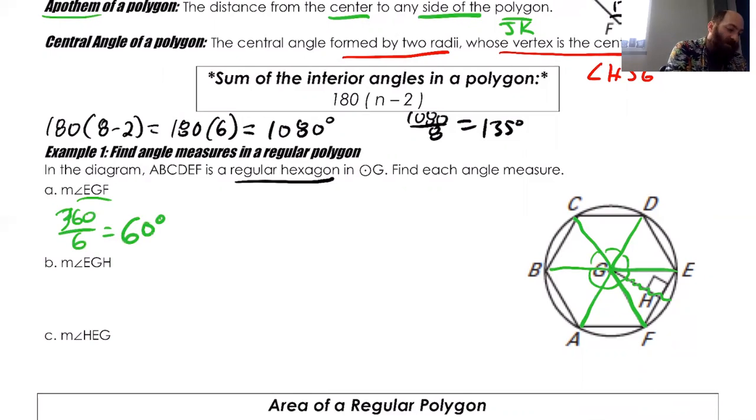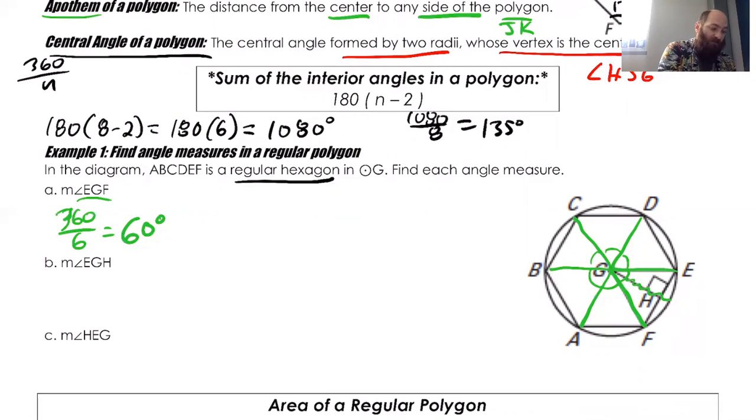And that's actually something to say on here. If I ever want to find the central angle of a regular polygon, I can just take 360 divided by the number of sides. So it doesn't matter if I'm dealing with a decagon, 360 divided by 10, or an octagon, 360 divided by 8. Those will tell me the central angles.